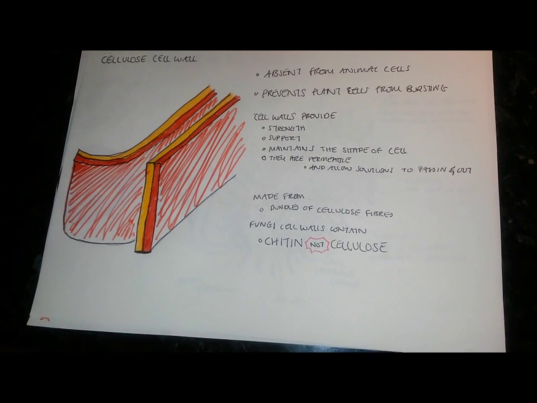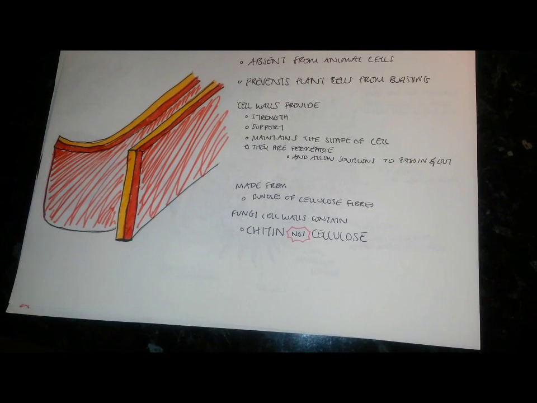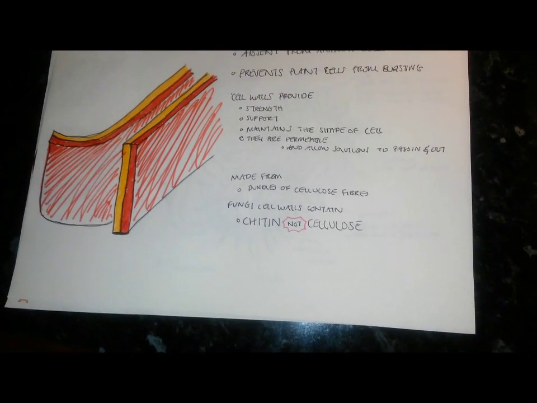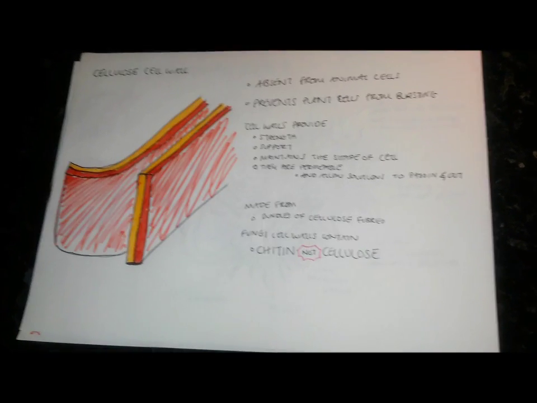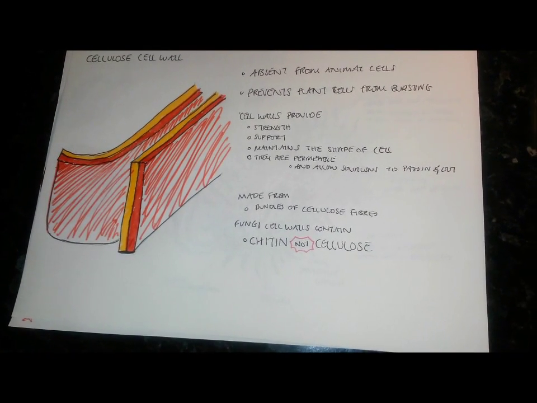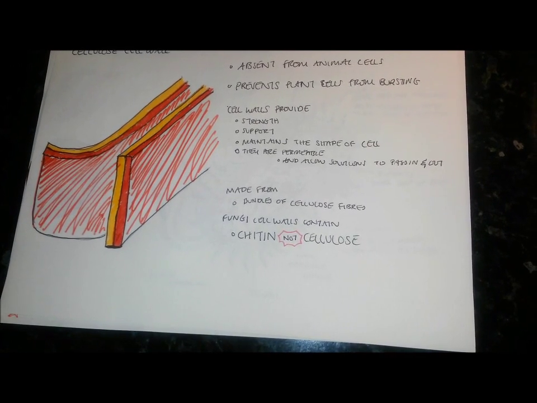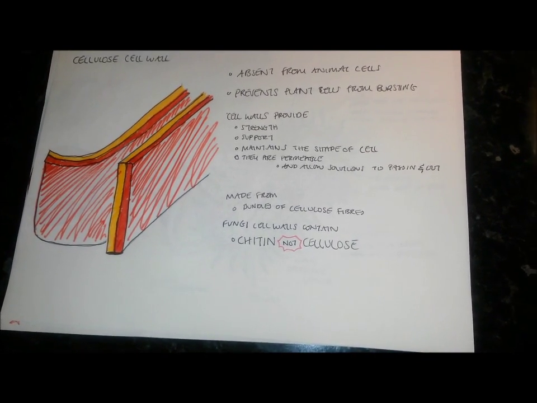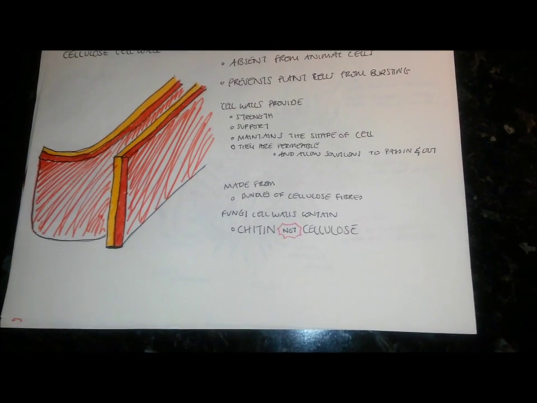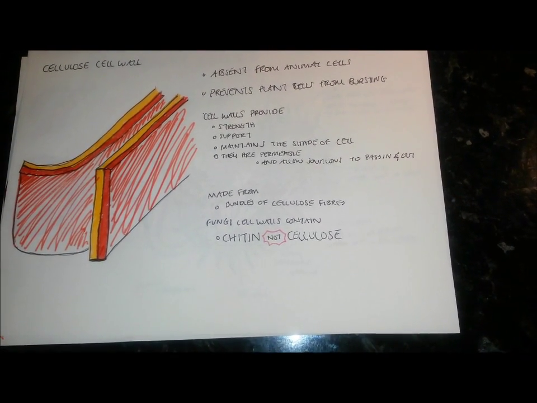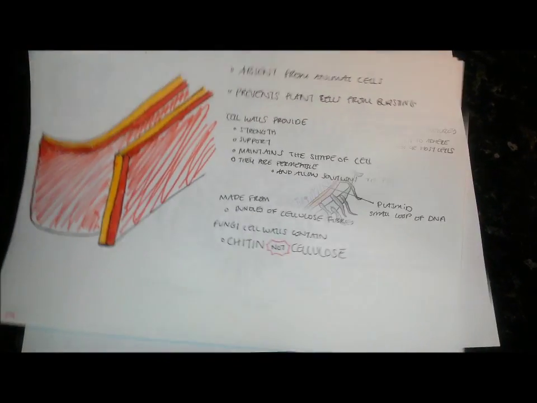The cell wall. It is only present in plant cells and is absent from animal cells. This prevents the plant from bursting when it is turgid. The cell walls provide strength, support, and maintain the shape of the cell. They are permeable, and so they allow solutions or solvents to pass through. It is made from a bundle of cellulose fibers, and in fungi the walls contain chitin, not cellulose.